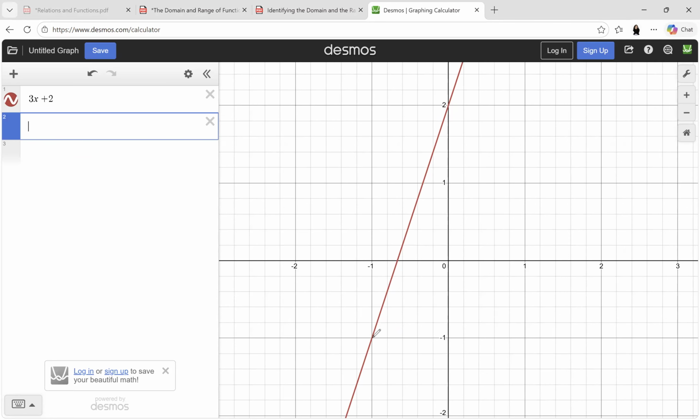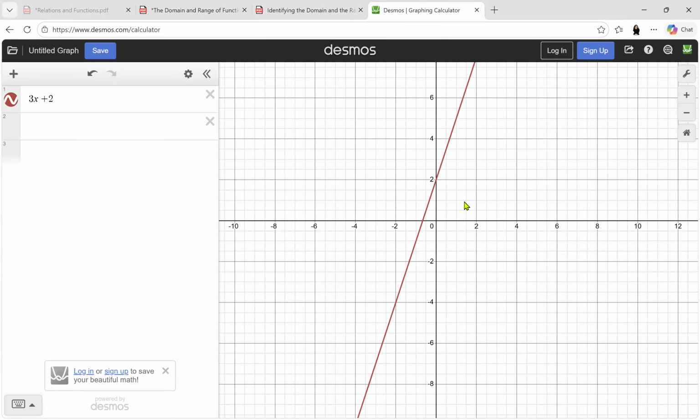So yeah, this point here is -1, -1. And as you saw, that's what we got, right? So I can interpret this as f of -1 is equal to -1. Similarly, when x was 0, that's this point, 0, 2, right? So I can represent this in function notation: f of 0 is equal to 2. So as you can see, you can represent a function on a graph as well.